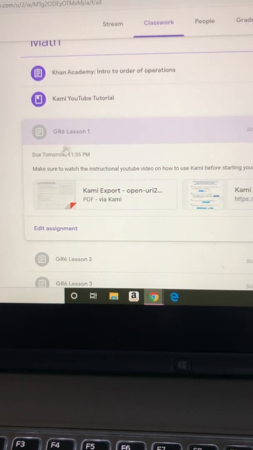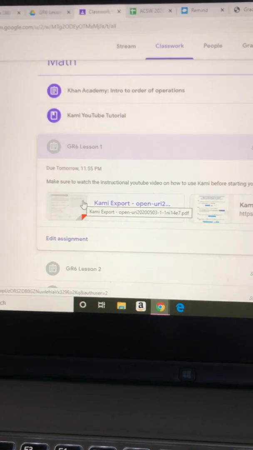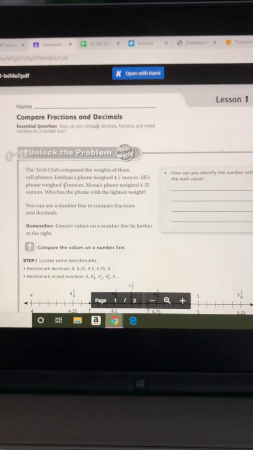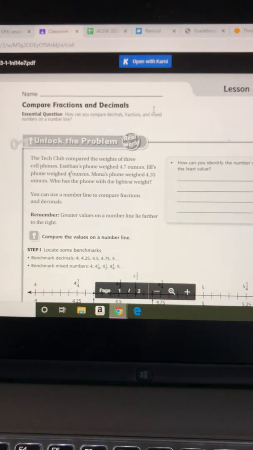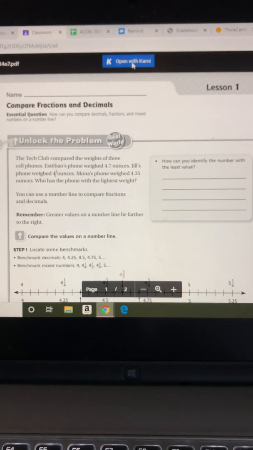When you come in here, it'll not be grayed out for you. You're going to click on the PDF, and you want to make sure that you open it with Kami, not as a PDF, because otherwise you won't be able to write inside the text. Okay, open with Kami. And then you've got your working document, okay?